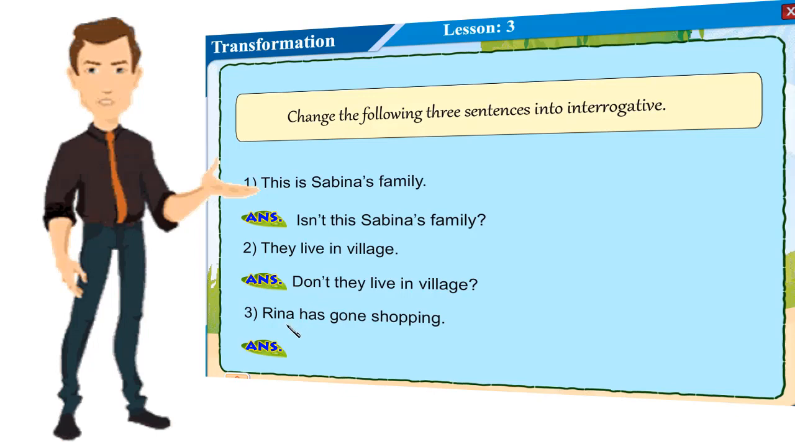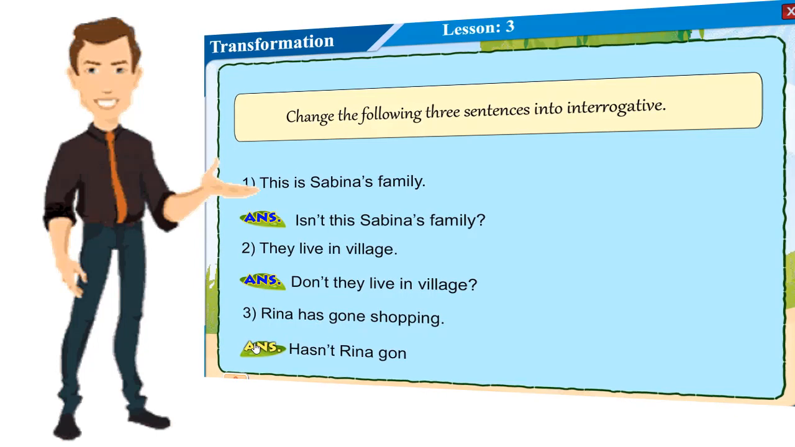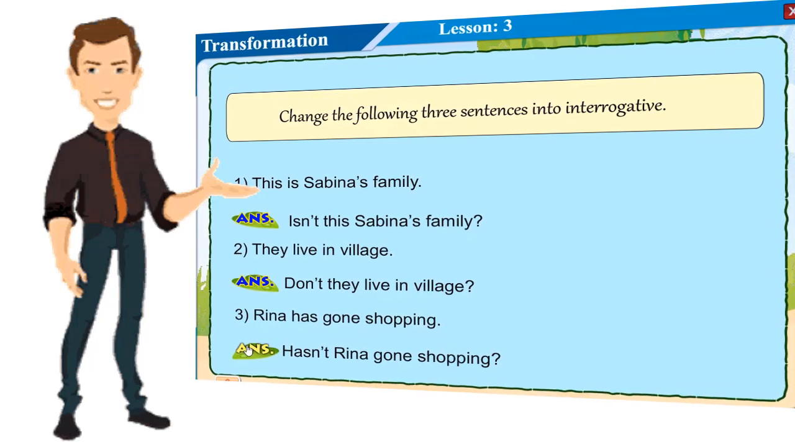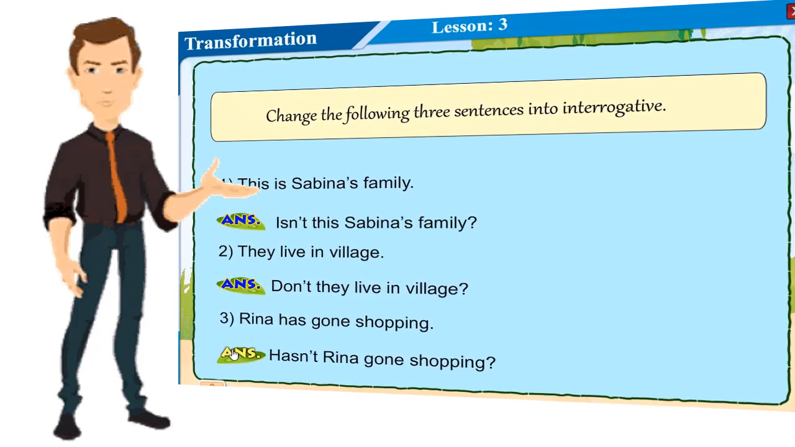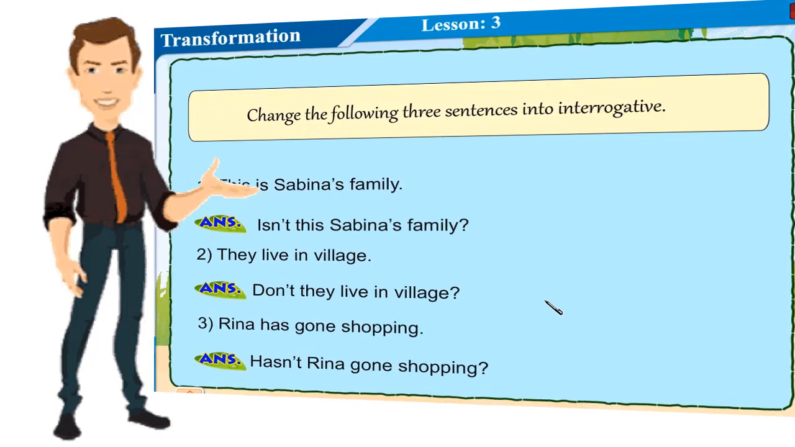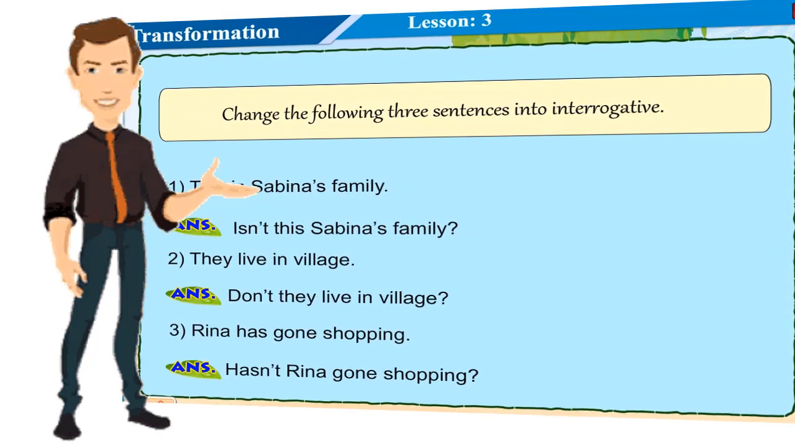Okay, the next one. Rina has gone shopping. Here we have an auxiliary verb, and that is has. So, hasn't Rina gone shopping? I hope all of you understand this slide. Okay, I would like to go to the next slide.